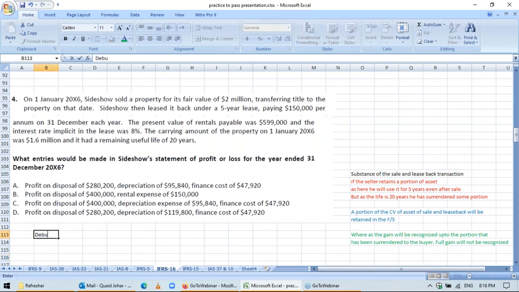First of all, they receive cash, which is 2 million, the sale proceeds. Second, they retain a portion of the asset. Like you can read in the red, if the seller retains a portion of the asset, which he does. So he has sold the asset, but he will be using the asset for a further 5 years. So he retains a portion of the asset, but not all, right? So the life is 20 years, but he'll be using it for 5 years.